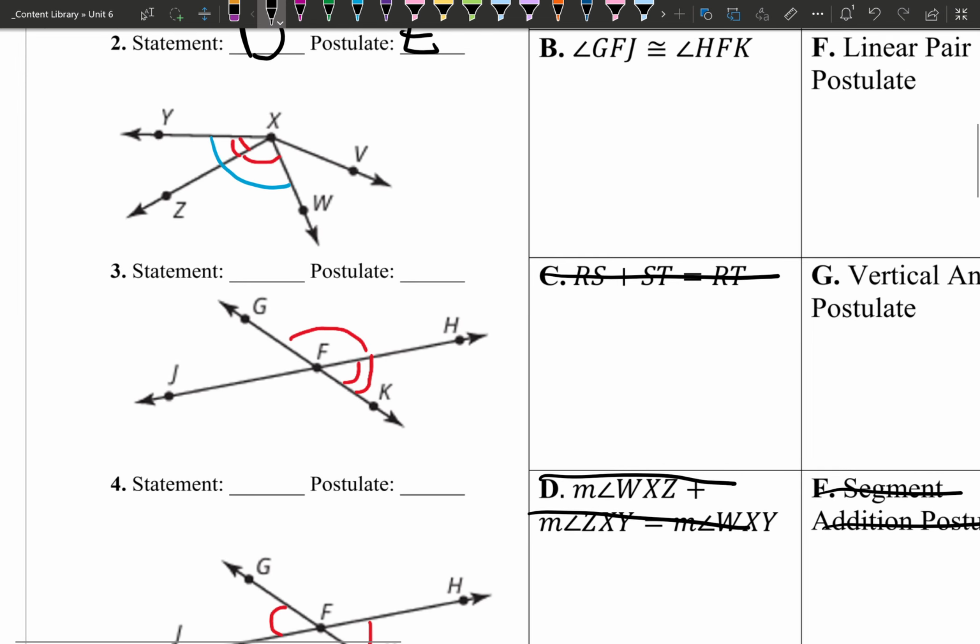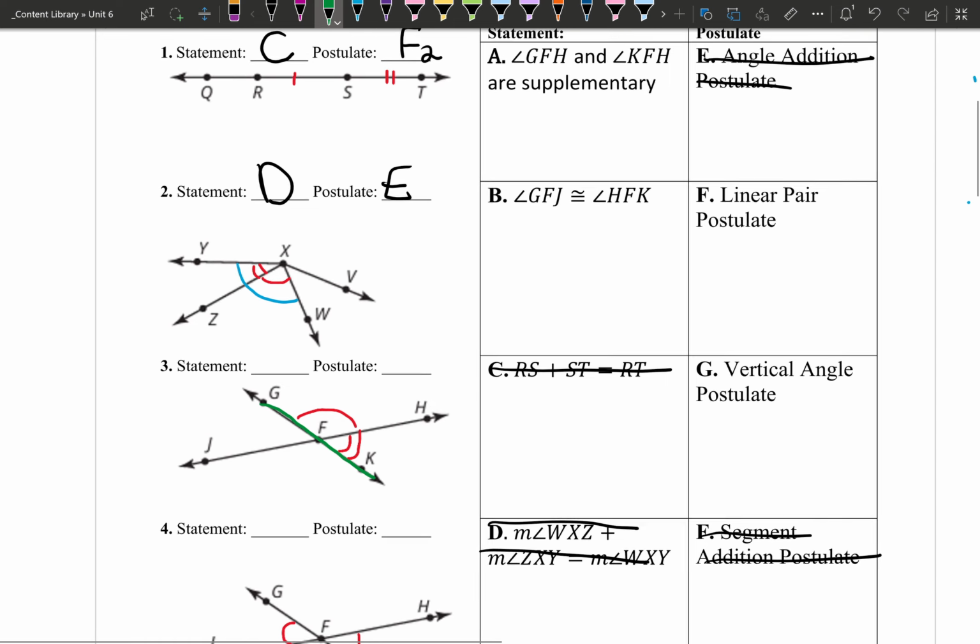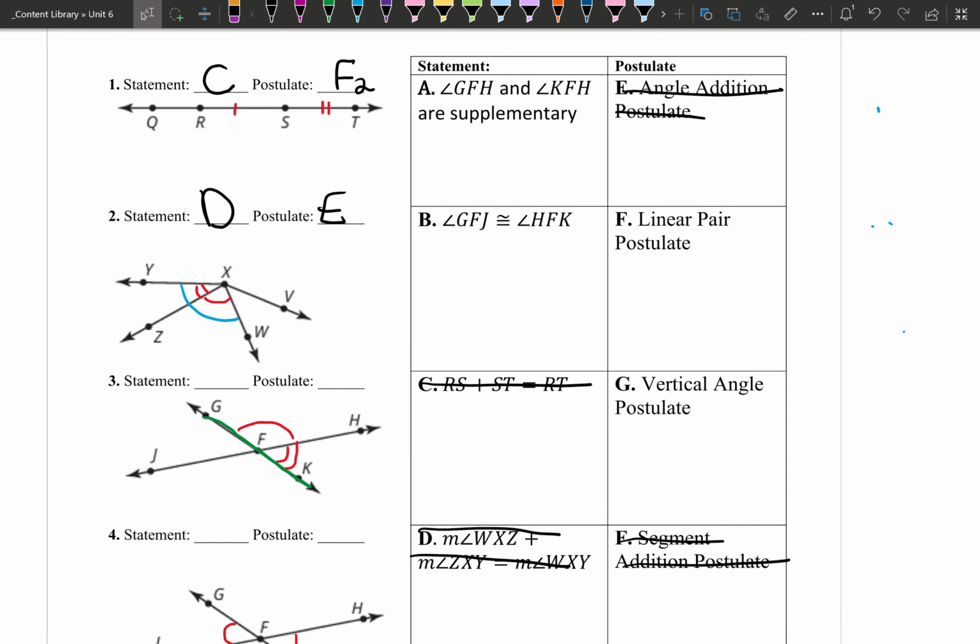Number 3, I once again see 2 angles marked. However, it looks like to me these 2 angles form a straight line. Straight lines are 180 degrees. When angles form together to create 180 degrees, they are called supplementary. Which statement do you think matches that? A or B? You should have thought letter A because it says GFH and KFH are supplementary, and those are the 2 angles that are marked.